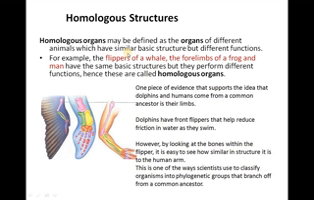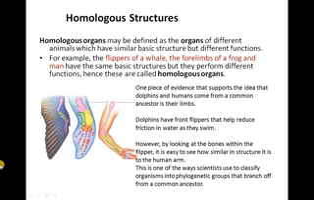In this regard, homologous structures in the body give clear evidence, in such a way that one can understand that organisms have similar structures in their body. Homologous organs may be defined as the organs of different animals which have similar basic structure but different functions. For example, the flippers of whales and the forelimb of frog and man have the same basic structure, but they perform different functions. Hence, these are called homologous structures.